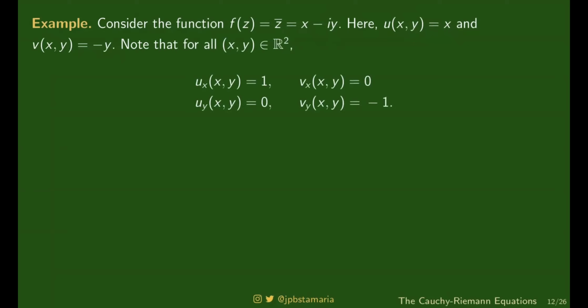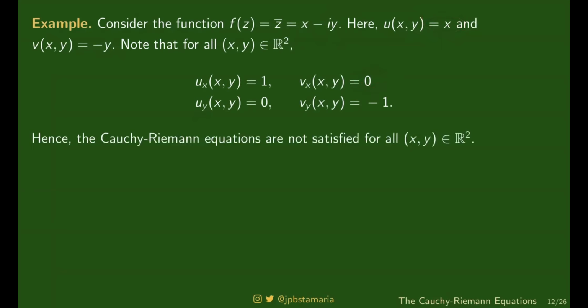So these are all the partial derivatives that I get. Tingnan mo, ux is of course 1, uy is 0 kasi wala ka namang y dyan. Diba? Vx is 0 and vy is negative 1. As you can see, at no point xy can the Cauchy-Riemann equations be satisfied.